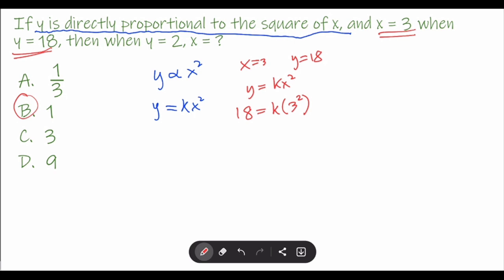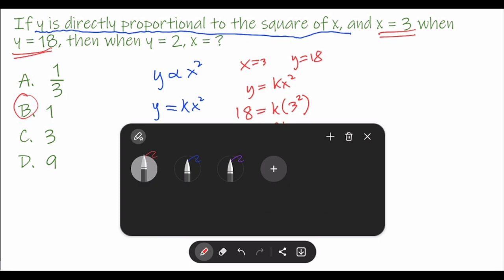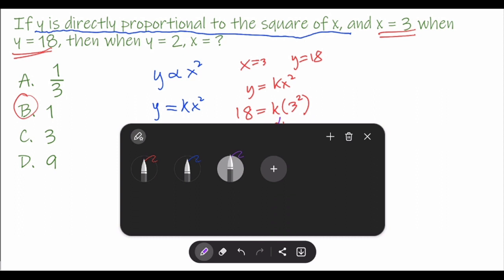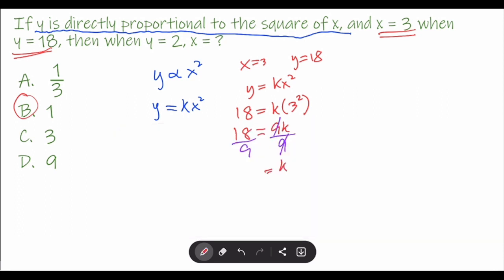Now, we're going to simplify this further. 3 squared means 3 times 3, which is 9, so it's k9, or you can write 9k, it's the same. Then to solve for k, you divide both sides by 9 so that it's only k left on the right. That's the reason why we divide by 9. 18 divided by 9 is 2. So that is k, but that's not what we are looking for. We're going to use that to solve for x.